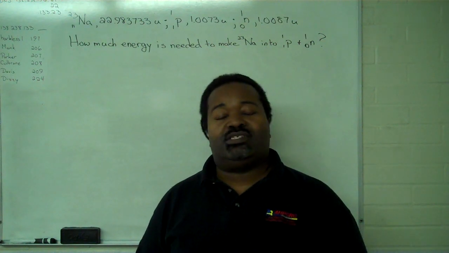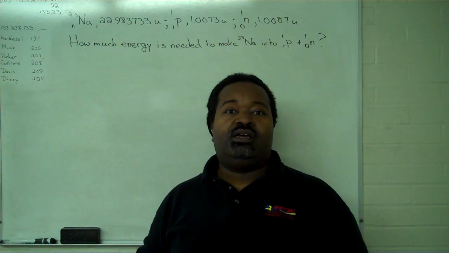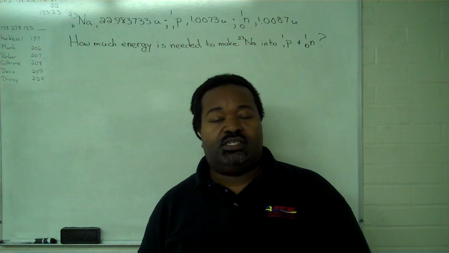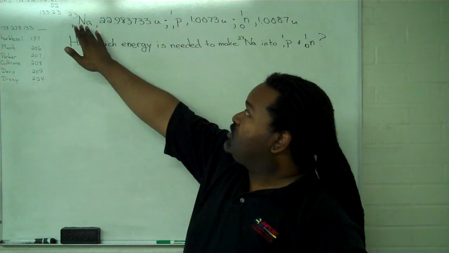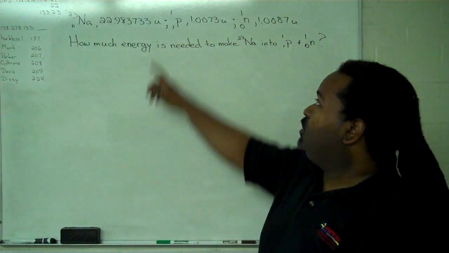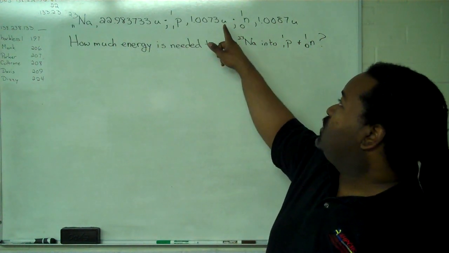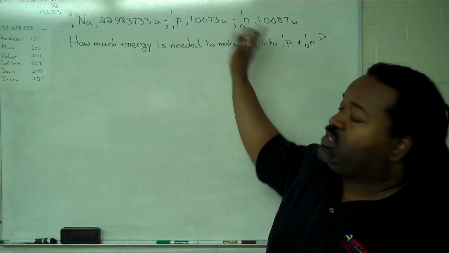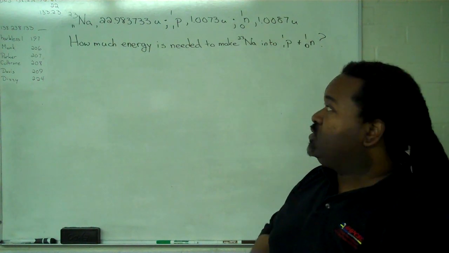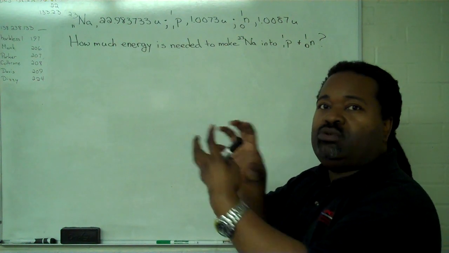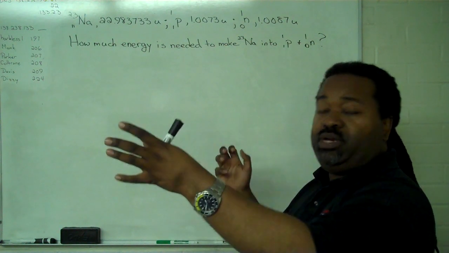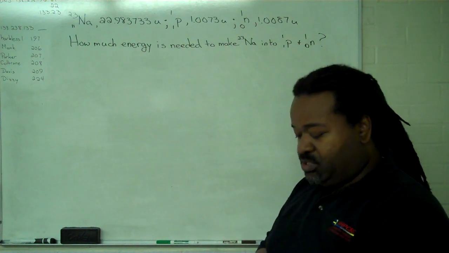This instructional video is designed to show you how to calculate binding energy in the context of nuclear reactions. Here we have the mass of sodium-23 in atomic mass units, as well as the mass of the proton and neutron in atomic mass units. And we want to answer the question, how much energy is needed to take a sodium-23 nucleus and separate it into the protons and neutrons.